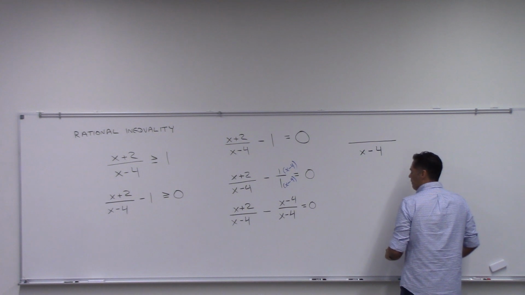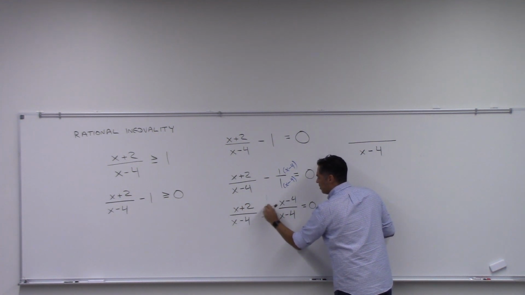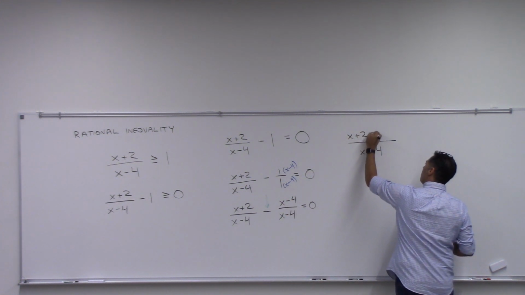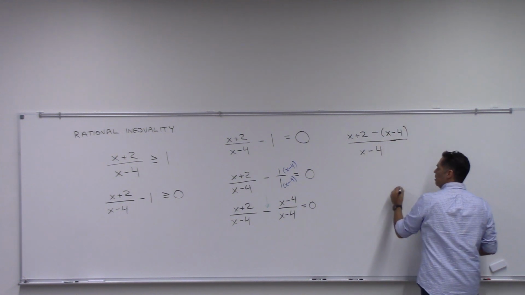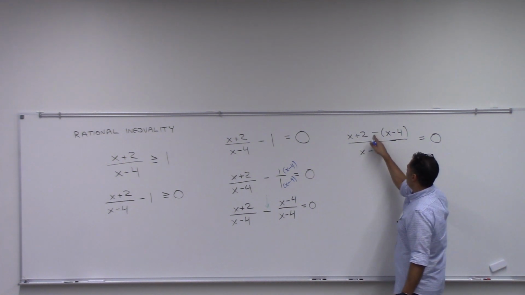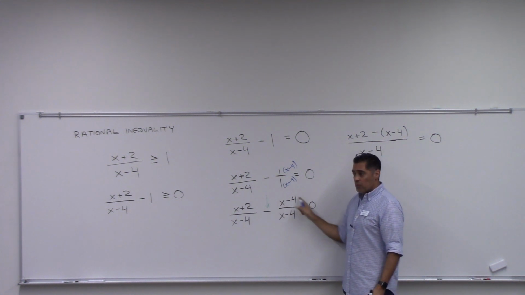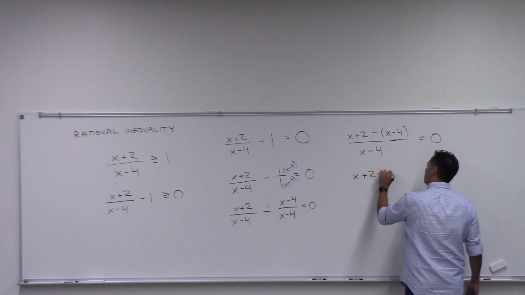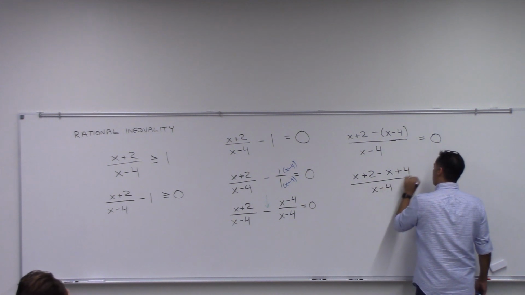But on top, I'm going to do what? x plus 2 minus this, right? Which means it's going to look like this. x plus 2 minus the x minus 4. You have to subtract the entire numerator of the second fraction. You can't just throw a minus sign here without this parenthesis. That minus must distribute through to both of those. So it becomes x plus 2 minus x plus 4 over x minus 4 equals 0.